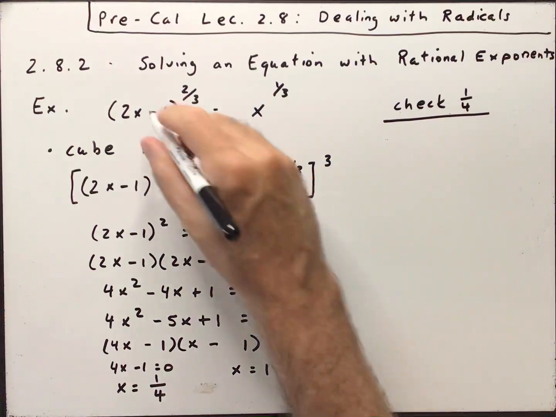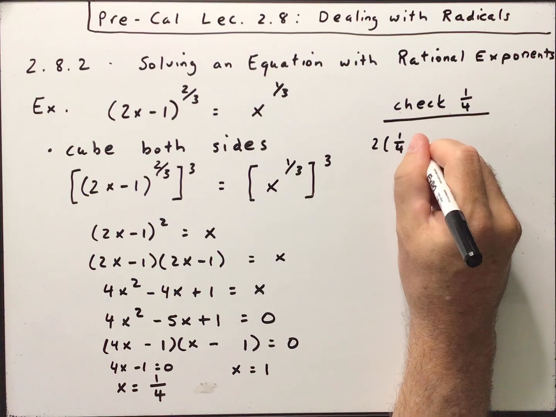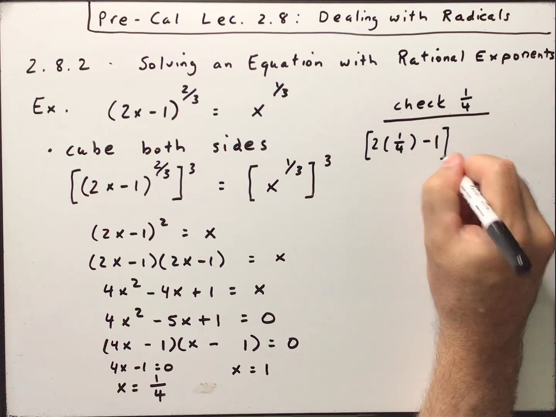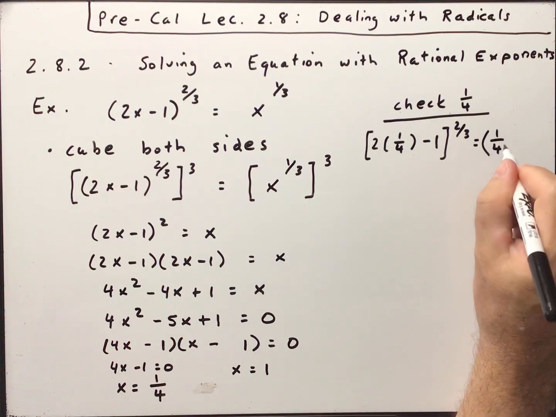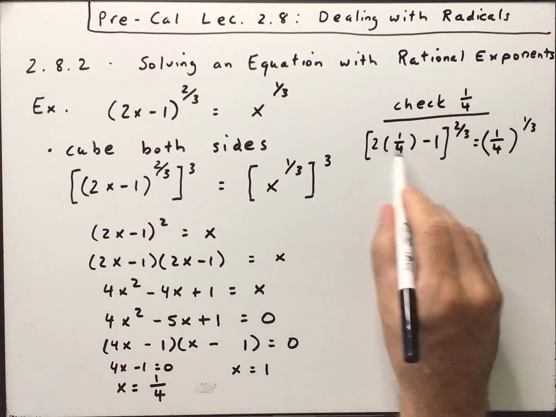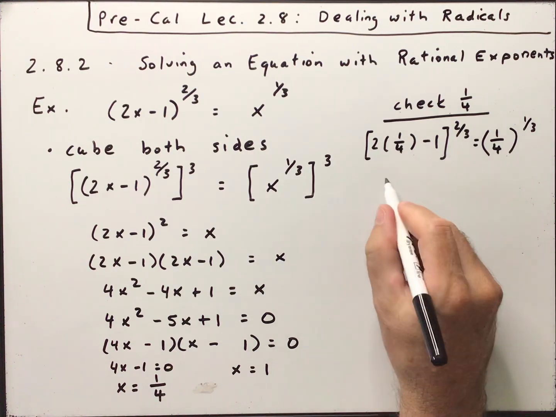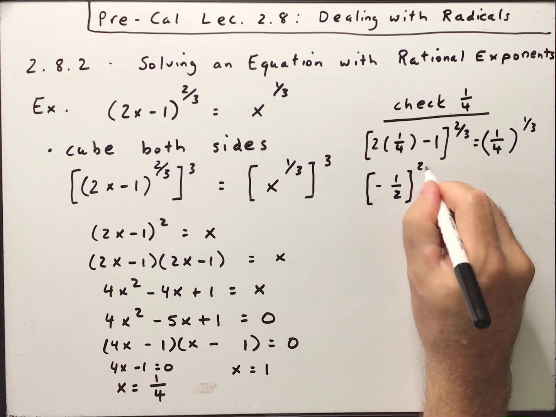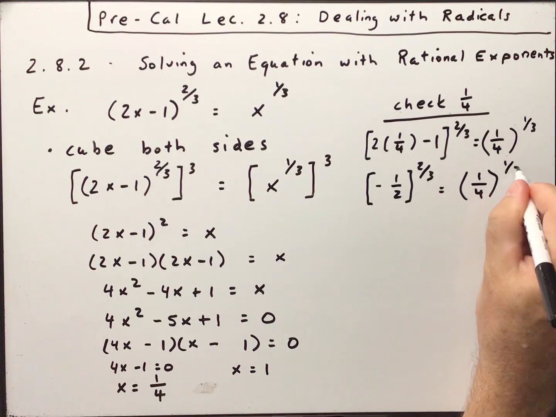And we're going to plug back into the original equation. So it would have 2 times 1/4 minus 1 to the 2/3. Does that equal 1/4 to the 1/3? All right, well, that's a half minus, see, 2 times, that's 1/2 minus 1, right? So that's -1/2 to the 2/3. Does that equal 1/4 to the 1/3?